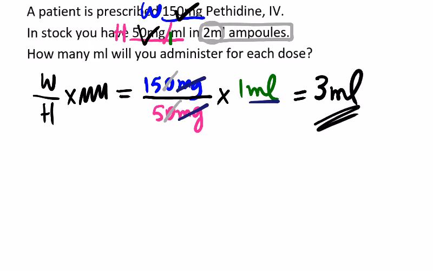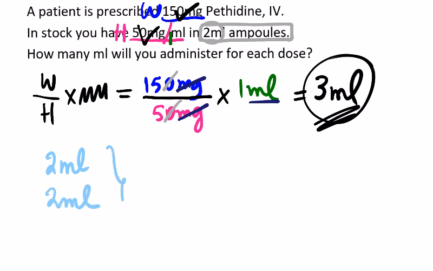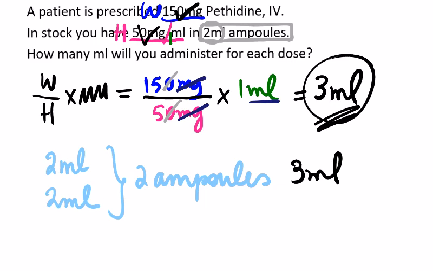So looking at the question now, we have 2 mil ampules. So the question is only asking how many mils will we need. We will need 3 mils for this patient, but if the ampules only come in 2 mils, how many ampules are we going to need? We will need 2 ampules, and we're going to actually extract 3 mils, and we're going to discard 1 mil, because the total we have here in 2 ampules is 4 mils, but 1 ampule wouldn't be enough for this prescription anyway.